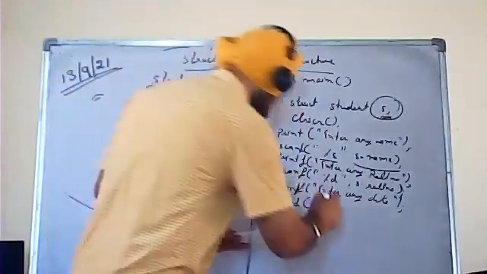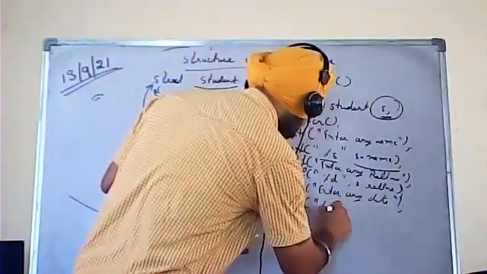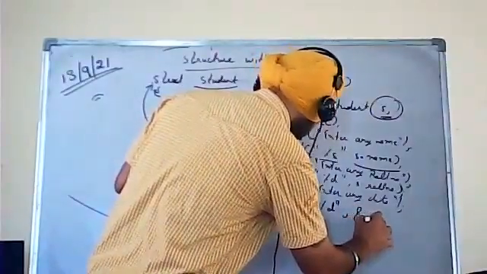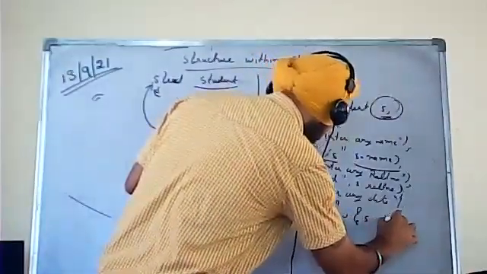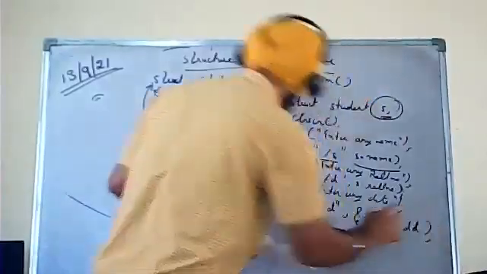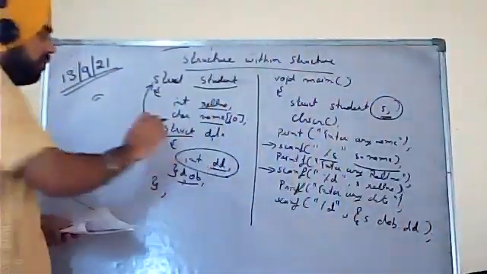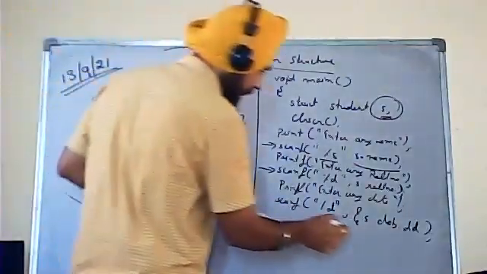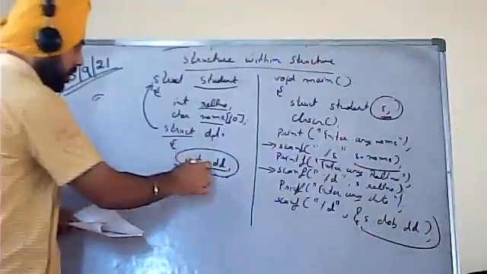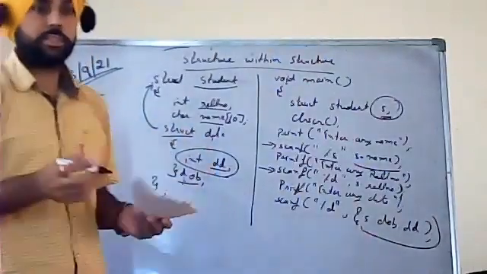Then I will call this object. How? Suppose scanf %d, then comma s dot dob dot dd variable, because dd is a variable. So with the help of this statement, we call the variable inside the structure.